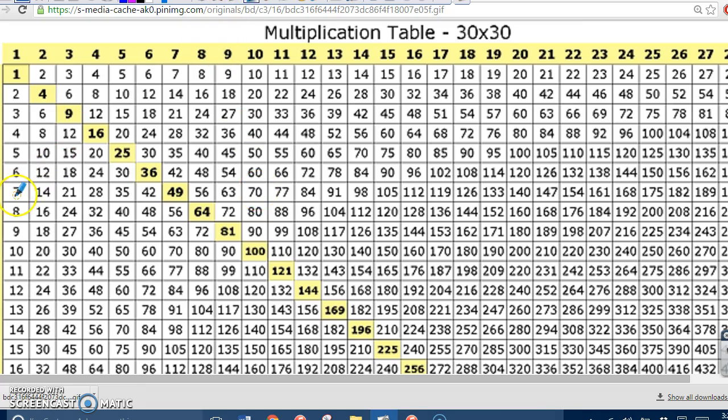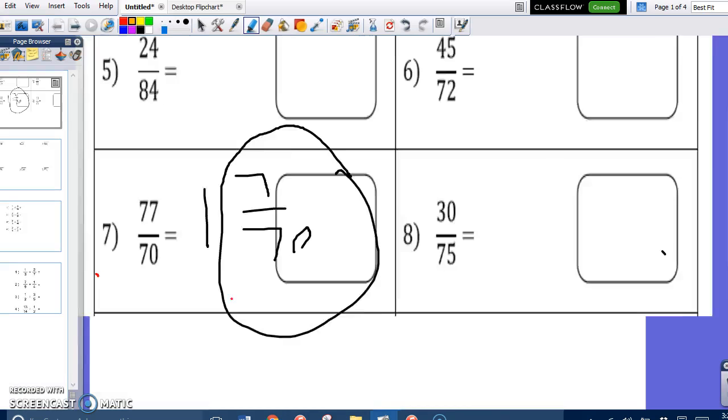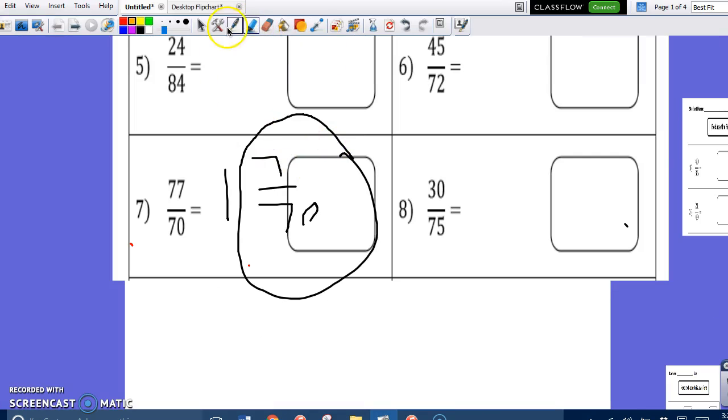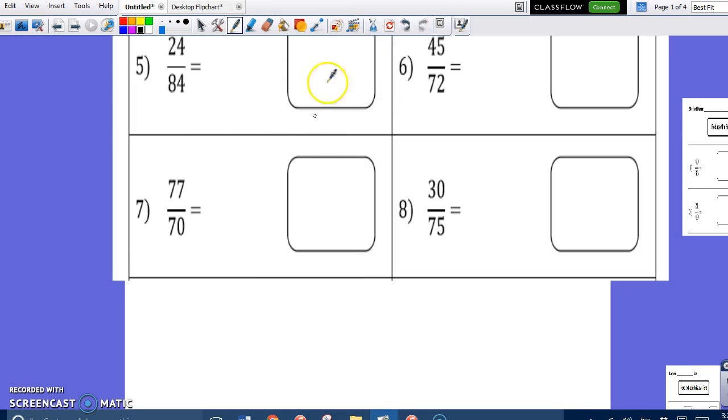Look at that. I have a 7. And I have a 70. So really my fraction is 1 over 10, isn't it? That's right. Just in case you didn't know that. Let's go back. We can now say that this actual final answer is going to be 1 and 1/10. You get the idea.